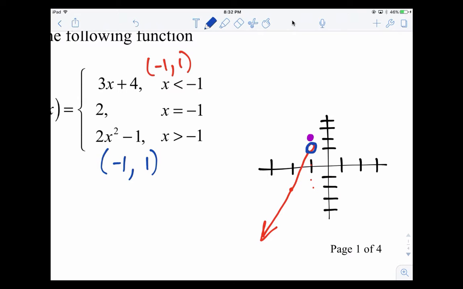vertical shift down 1. So if you plug in 0, you get negative 1. If you plug in 1, you get positive 1. So it's going to look like a quadratic, something like that. Again, you guys got to know your parent functions, and it should help you really graph these piecewise functions.